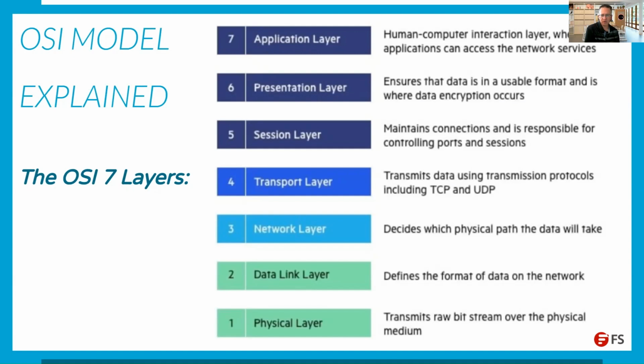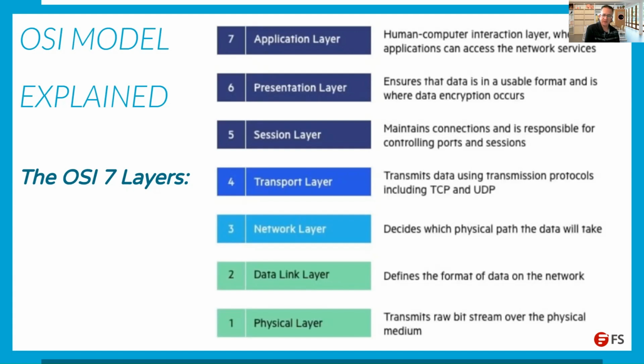The network layer decides which physical path the data is going to take across the network. Transport layer is used for transmission protocols, including TCP and UDP. Session layer maintains connections and is responsible for controlling ports and sessions. And presentation layer ensures the data is in a usable format, and is where data encryption occurs.